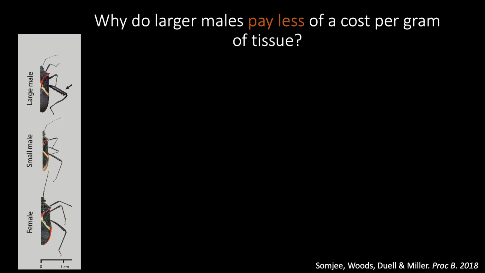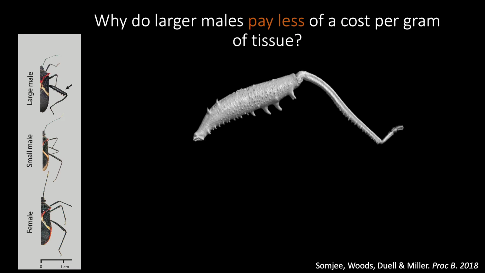We found that the energetic costs of these traits do not scale directly with their size. Large males pay lower costs per gram of tissue to carry these large structures. What are these costs, though?